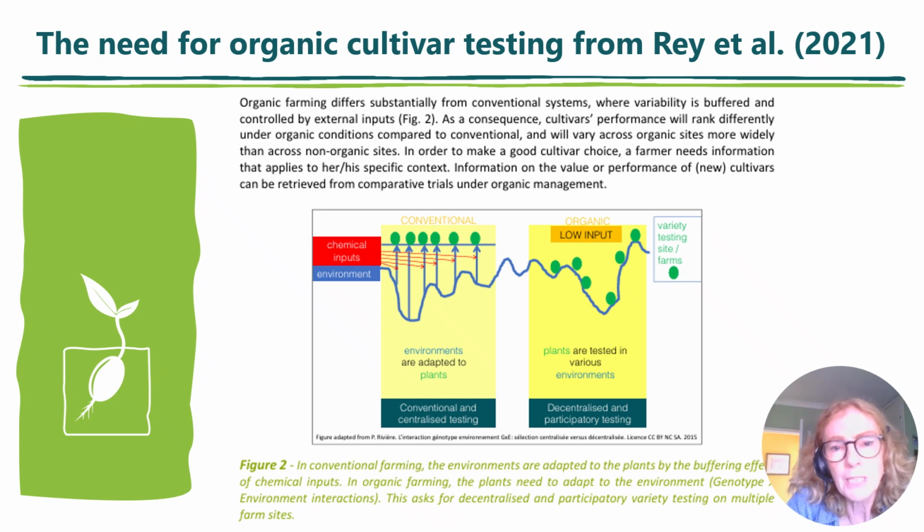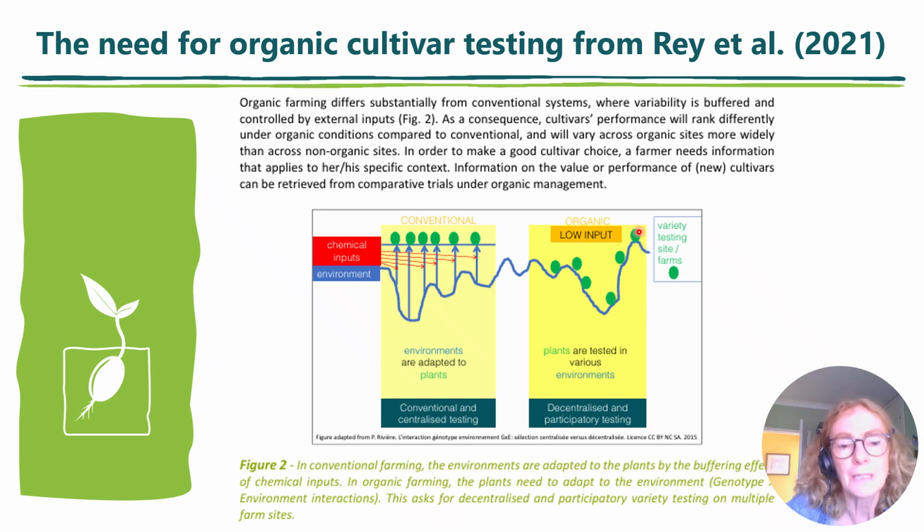But what's particularly important is varietal choice, and how the varieties that rank highest in a conventional system may not be the same ones that rank highest in an organic system. And you can see here, they're just illustrating, for instance, a variety that is actually higher in an organic system than under conventional production, and quite a few that are lower.